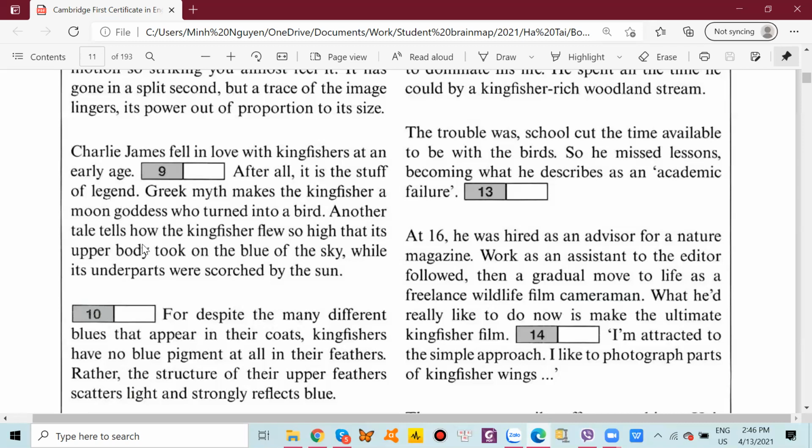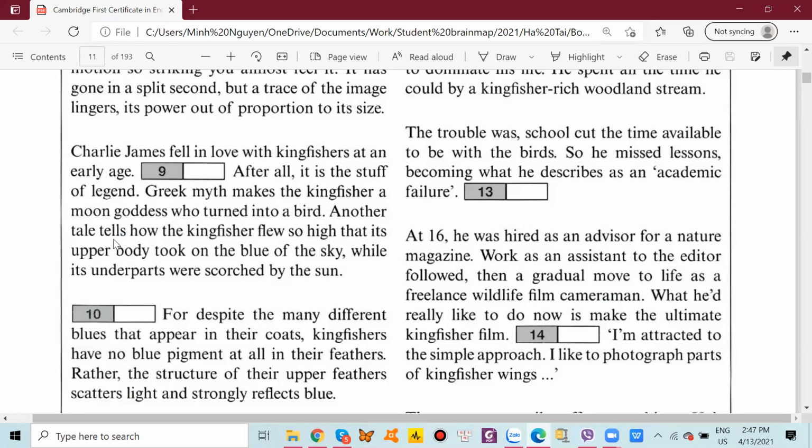And another telltales. How telltales? What does it mean, tells, here? Can you replace the action verb tell with another verb in English? Tell is like, hmm, I think, another tale, inform how the kingfisher flew so high. That's it. But do you have another action verb to replace the word tell here?